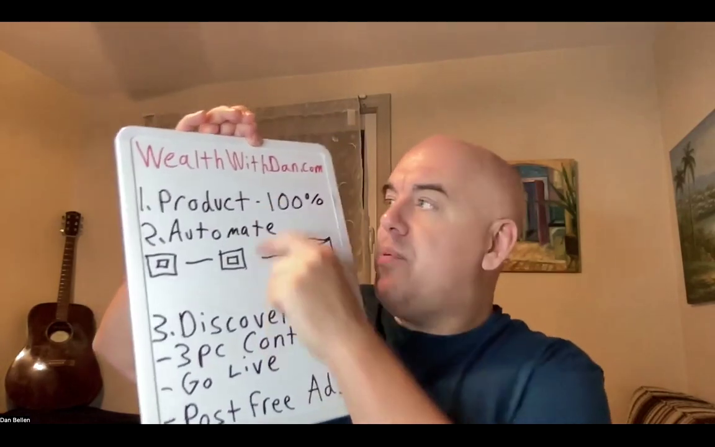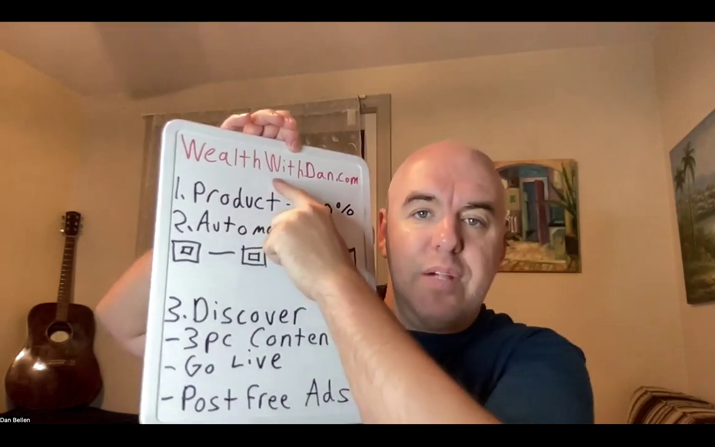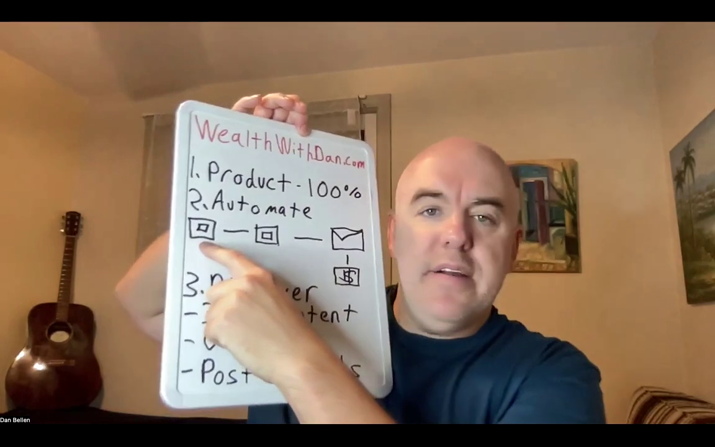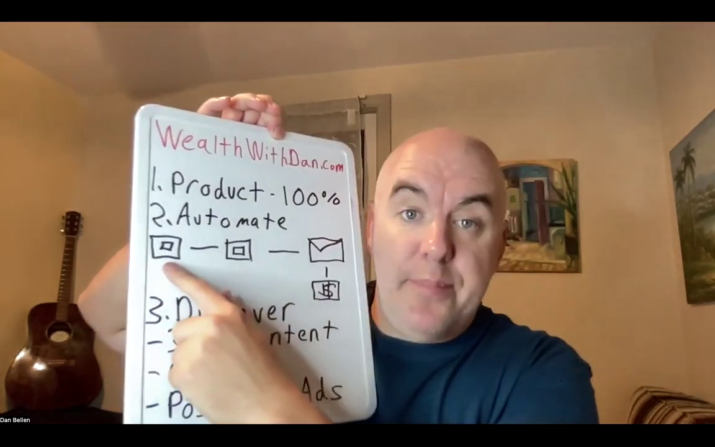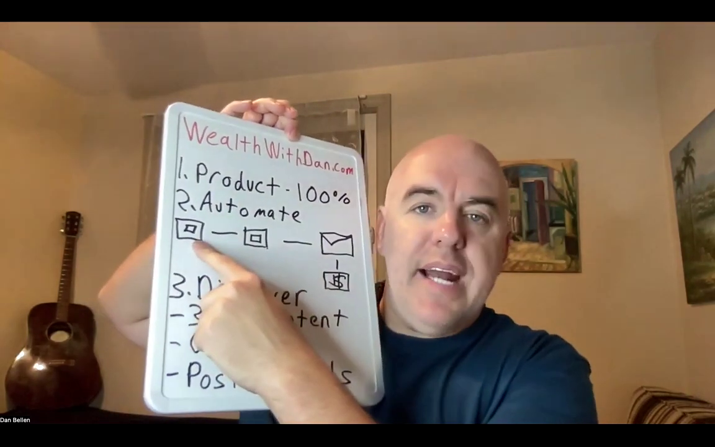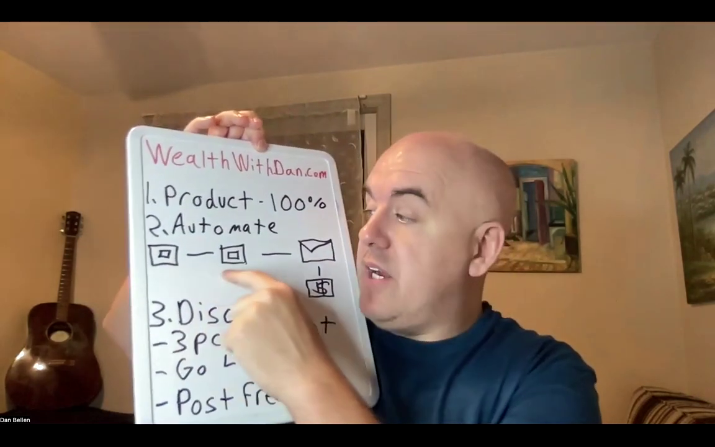So what's going to happen? People are going to go to your website. Like my website is wealthwithdan.com. So people will go to your website, they're going to click on your website, then they're going to go to your landing page. Okay. Now I'm going to show you what this looks like in a second. So they're going to go to the landing page, they're going to put their email in, and then they're going to go to the next step.